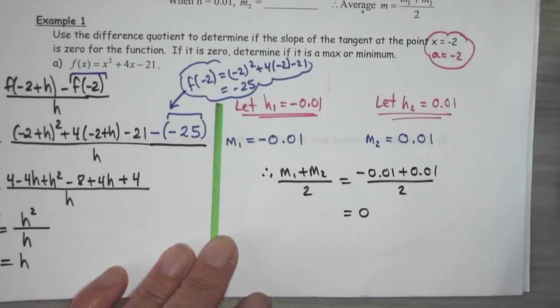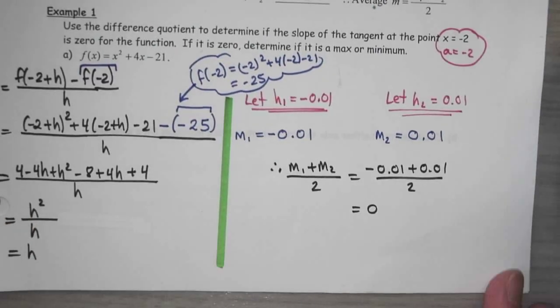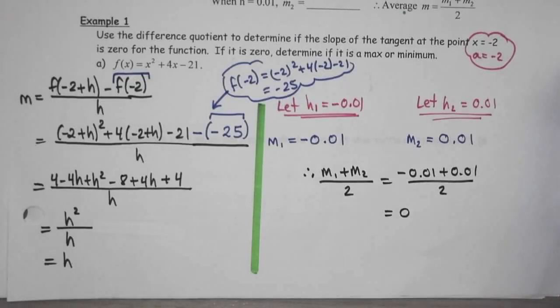So yes, we want to establish if it's 0, right? Determine if it's a max or a min. You already have everything you need to determine if it's a max or a minimum. You have all the information already calculated. So at this point, you want to just write a conclusion.